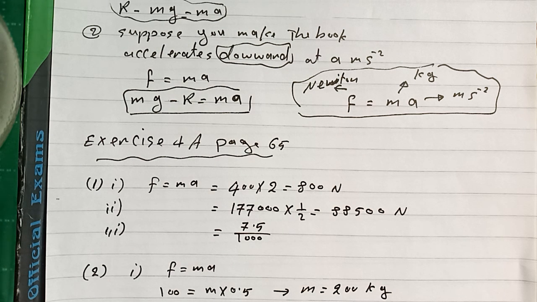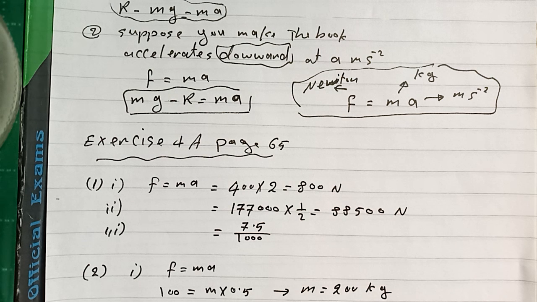Number 2, a blue whale of mass 177 tons. Tons means you have to convert it to kilograms, put 3 zeros. With acceleration half a meter per second squared, what's the force required to move it? Multiply this by this, and you will get the force in newtons.